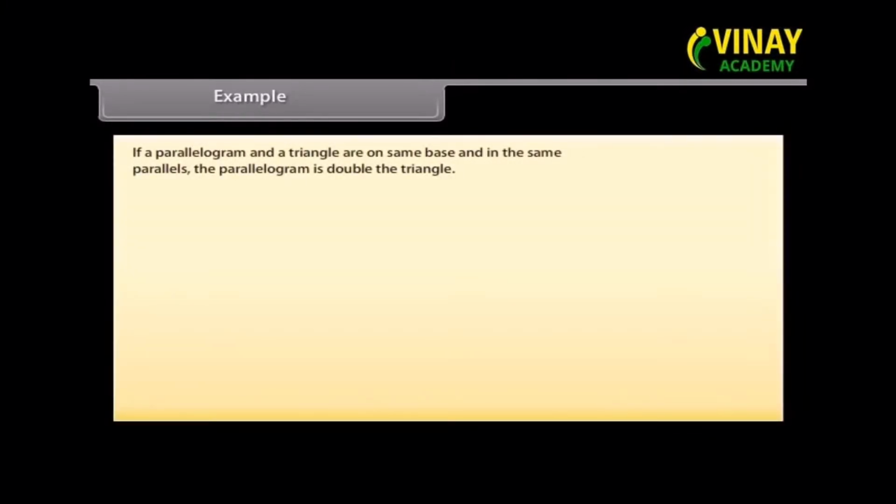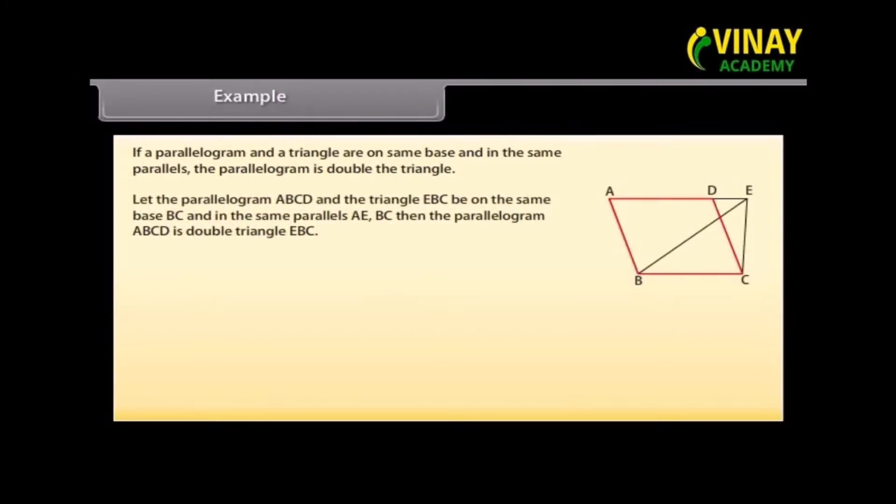Example. Let's prove an example now. If a parallelogram and a triangle are on same base and in the same parallels, the parallelogram is double the triangle. Let the parallelogram ABCD and the triangle EBC be on the same base BC and in the same parallels AE and BC. Then the parallelogram ABCD is double the triangle EBC.